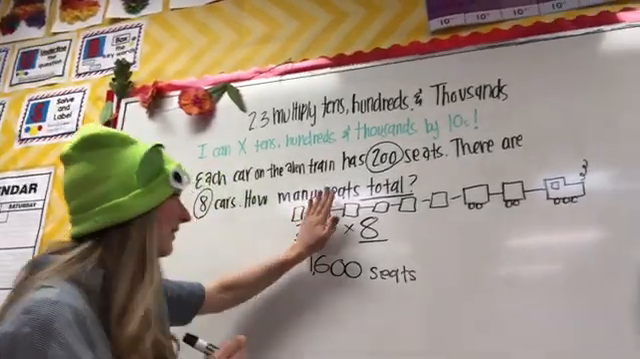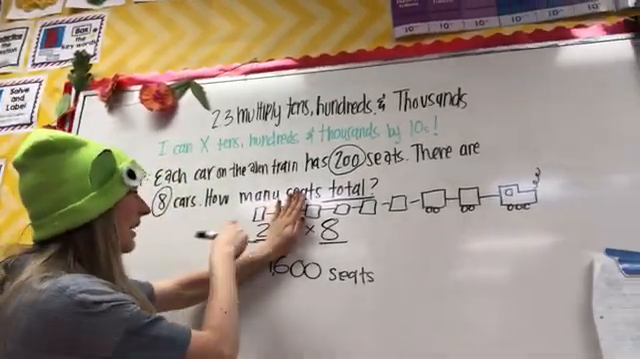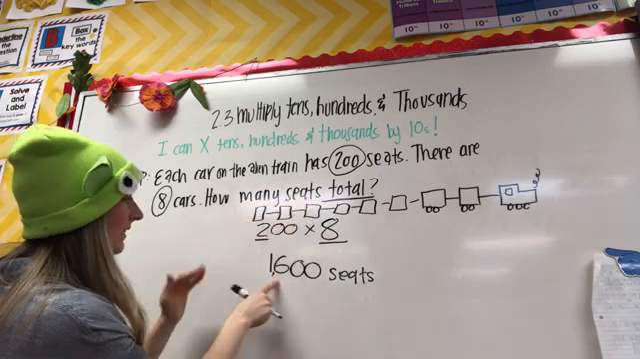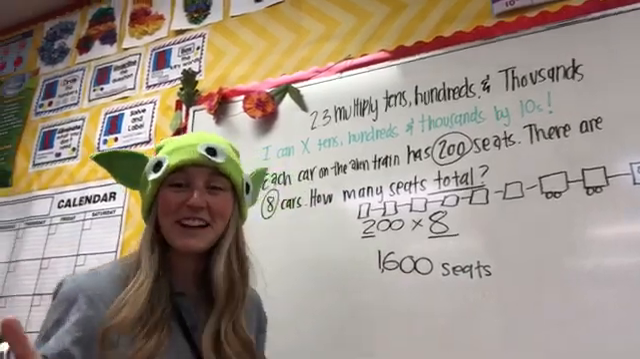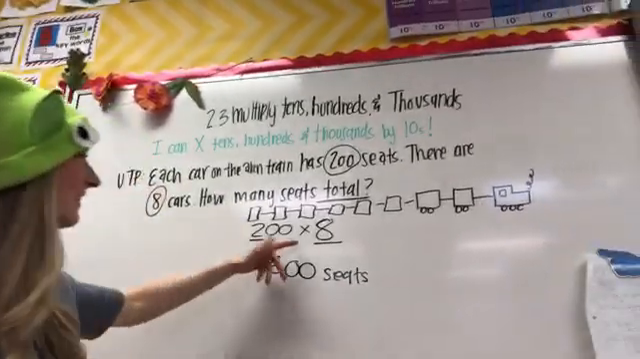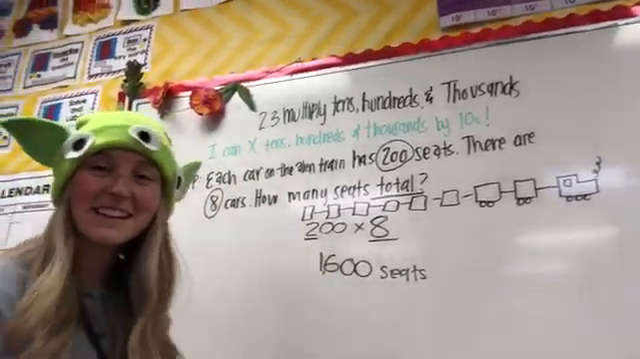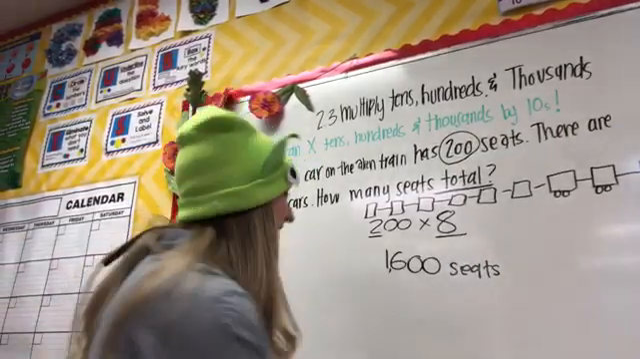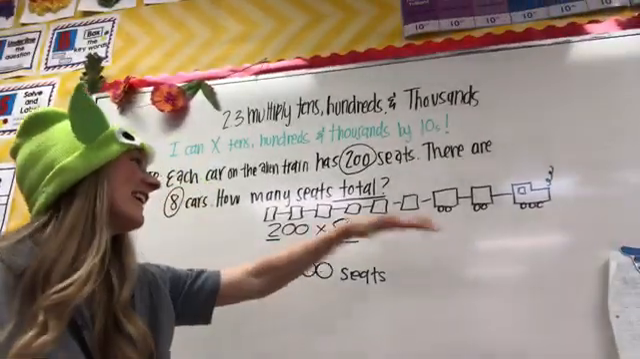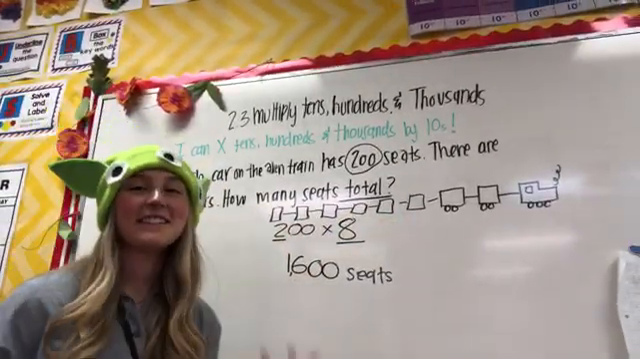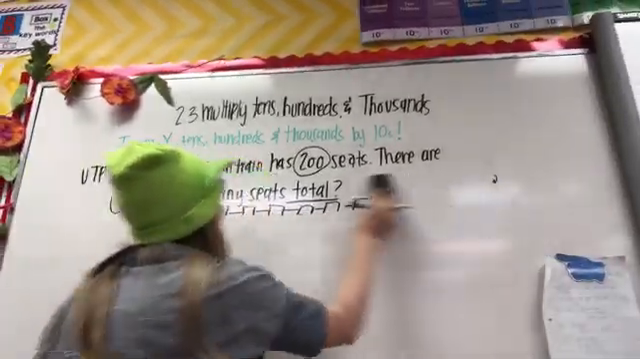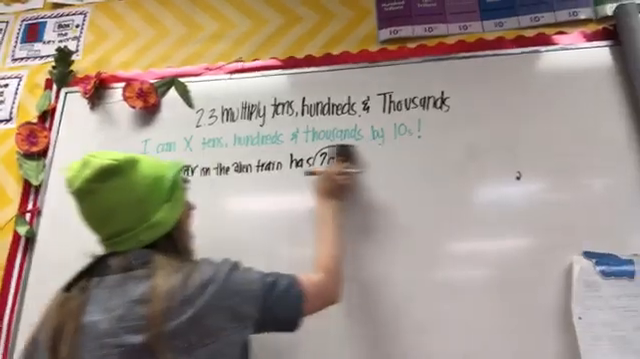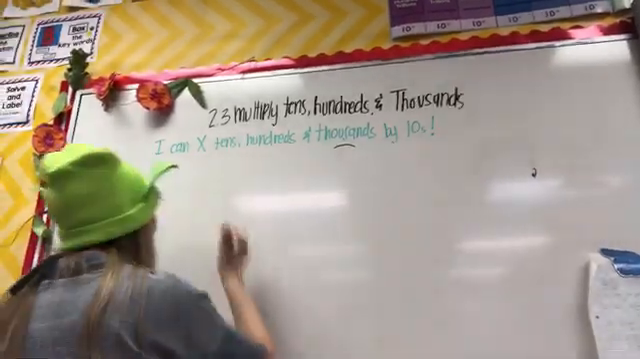Step 1, cover up the zeros. Step 2, times those numbers. We got 16, and then we add those zeros back on. That is multiplying by, in this case, tens and hundreds. Okay, let's do some more so we get your brain flowing. So on our alien train, 1,600 aliens could fit. Fantastic. All right, let's do another example.